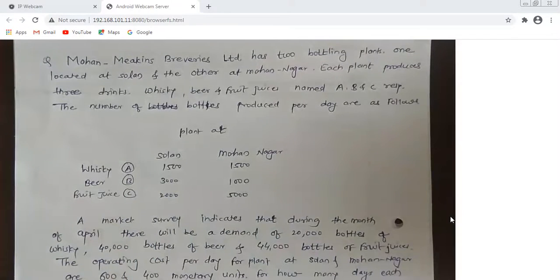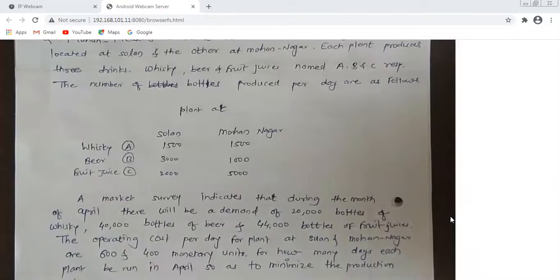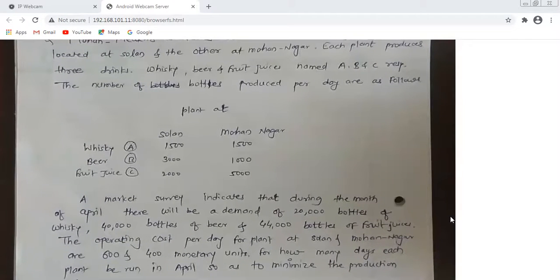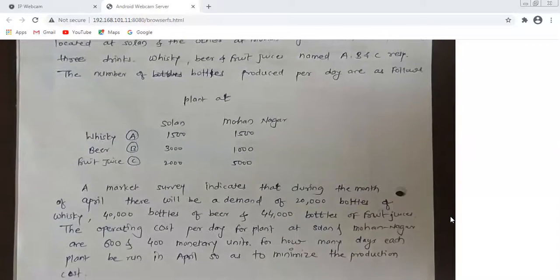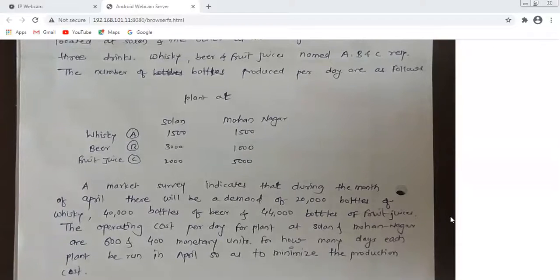Next, a market survey indicates that during the month of April, there will be a demand of 20,000 bottles of whiskey, 40,000 bottles of beer and 44,000 bottles of fruit juices. And the operating cost per day for the plant at Solan and Mohan Nagar are 600 and 400 monetary units. For how many days should each plant be run in April so as to minimize the production cost? So this is the question they have given. We have to solve this question with the help of the graphical method and find how many days in April both plants will run.